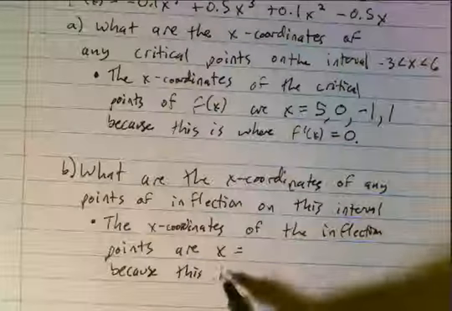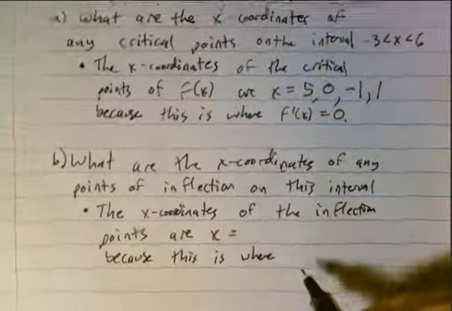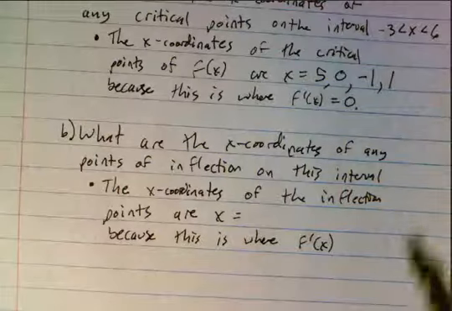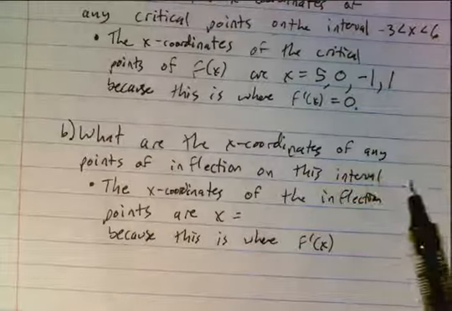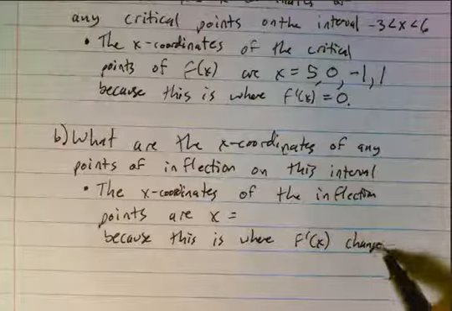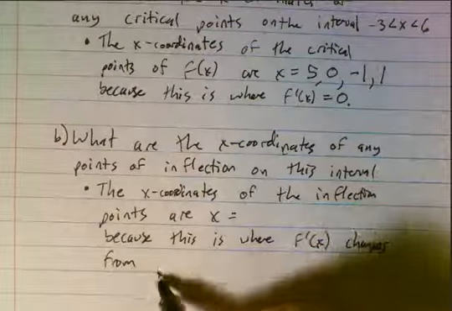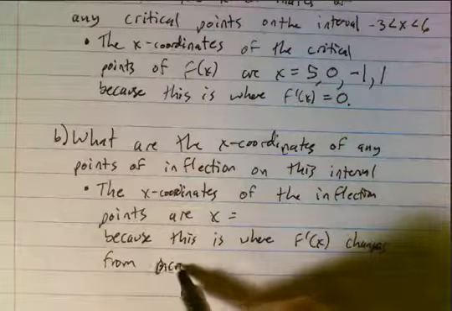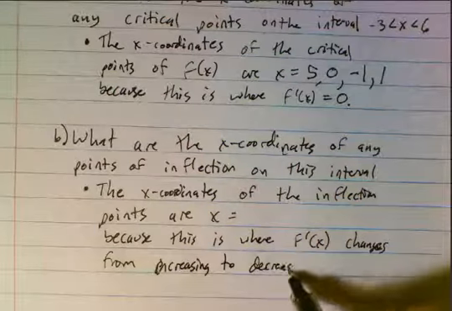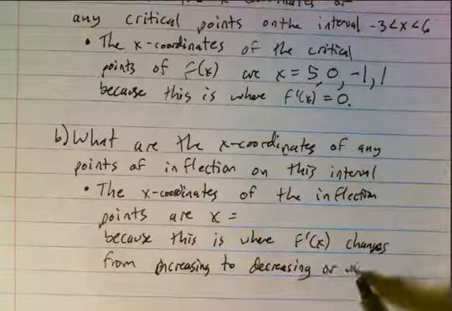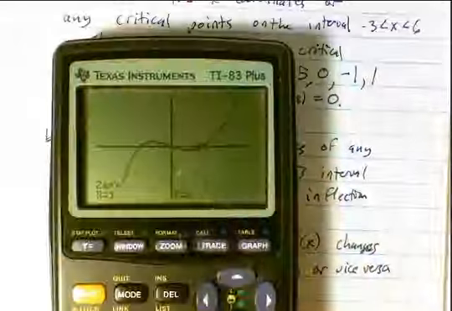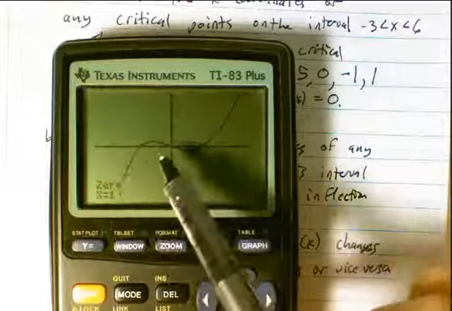Because this is where f prime of x, remember from our chart, inflection points for f of x come when f prime of x changes from increasing to decreasing, or vice versa. So if we come back to our graph, we see an increasing to decreasing right here.